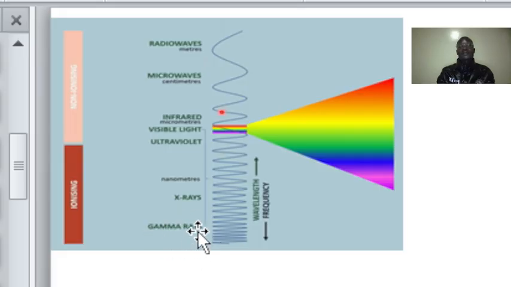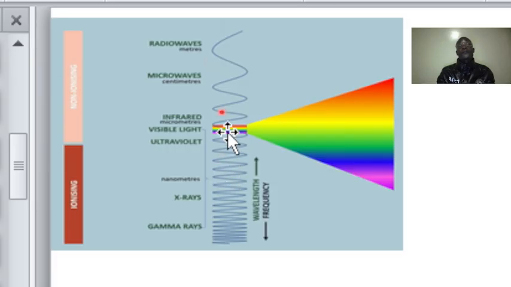Gamma will penetrate because it has high energy, and the high energy possession is contributed by the fact that it has shorter wavelength as compared to X-ray. Now, the wavelength of the X-ray is longer as compared to the wavelength of gamma. So, frequency of gamma is higher.